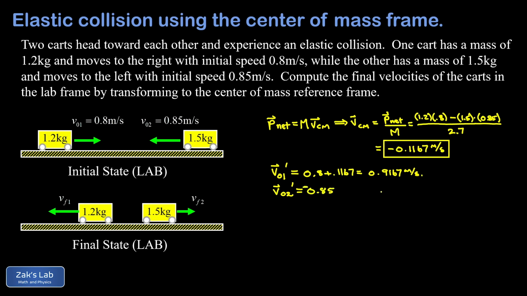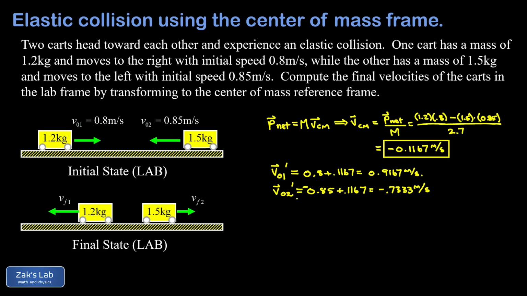We're going to call the initial velocity in the lab frame negative 0.85 meters per second. And I'm going to do exactly the same transformation to it. I'm going to add 0.1167, and that's going to give me still a leftward velocity, but it's going to be smaller in its magnitude. And this gives me negative 0.7333, again, just keeping 4 significant digits for the middle of our calculation. So that's what the initial state of this collision is going to look like from the perspective of a person moving to the left at 0.1167 meters per second.